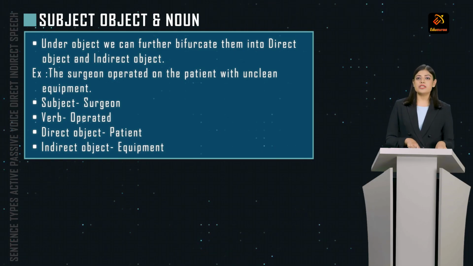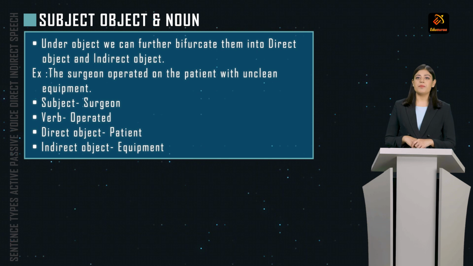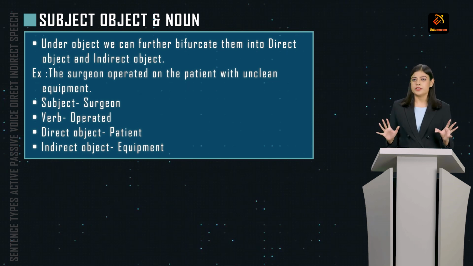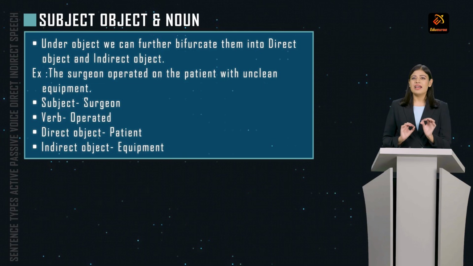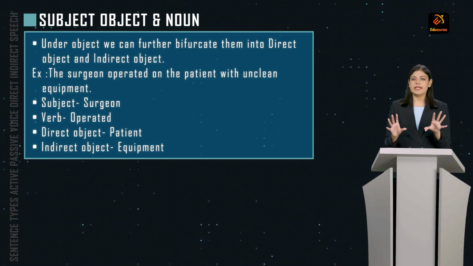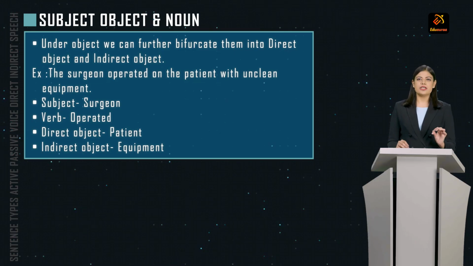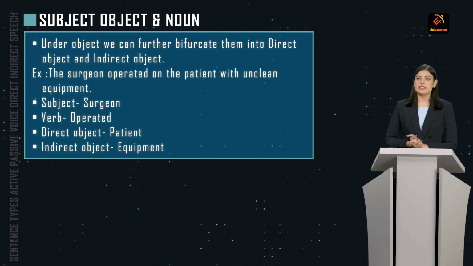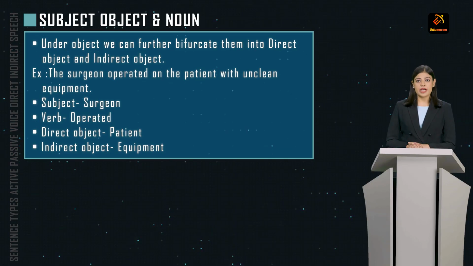How do I know patient is important and equipment is less important? They're both important. It's just that in terms of percentage, I can say that patient is on a slightly higher percentage of importance than equipment. How do I know that?